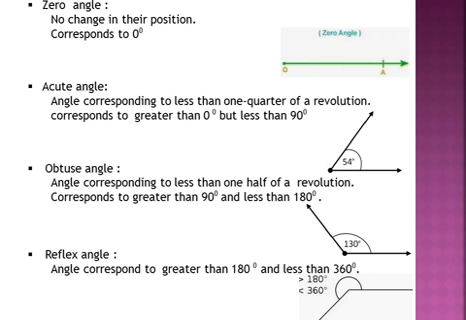Obtuse angle. The angle which is greater than a right angle but less than a straight angle is called an obtuse angle, which is also called the angle which measures greater than 90 degrees but less than 180 degrees is called an obtuse angle. Reflex angle. The angle which is greater than a straight angle but less than a complete angle is called a reflex angle, which is also called the angle which measures greater than 180 degrees but less than 360 degrees is called a reflex angle. Do you understand?